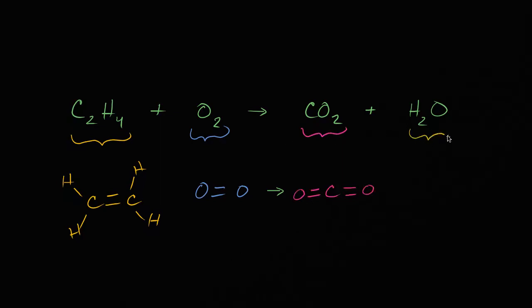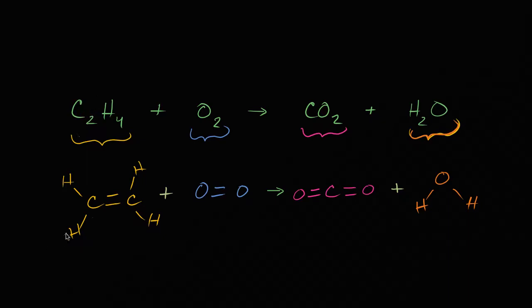Actually, let me do this in a different color. Your water right over here is an oxygen bonded to 2 hydrogens. So let me write the plus signs there. If you were to somehow write a subscript of 2 right over there, you'd be changing the structure. You would be changing what this molecule is. As opposed to that, we want to say, okay, we're definitely producing carbon dioxide, but how many carbon dioxides do we produce for each molecule of ethylene?